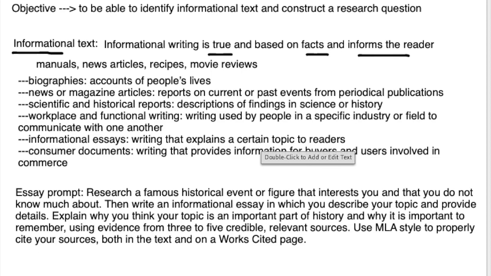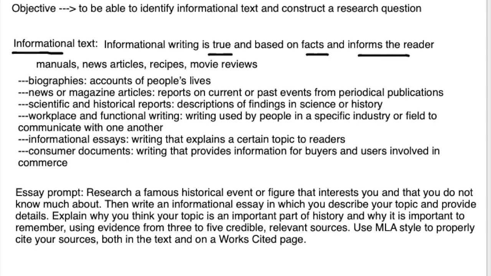We're going to talk about informational text first and what informational writing is before we talk specifically about our project. So you can see the objective already reviewed at the top of the screen, and then a breakdown of informational text. Informational writing is true and based on facts, and it informs the reader. So we're typically looking for specific information when we use an informational text. I mean, it's right there in the title of the text, right? Informational. So informational writing is going to be based on truth and facts, and we're going to be informed about something.